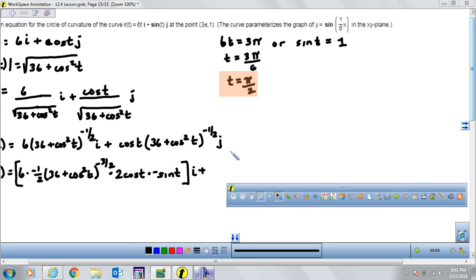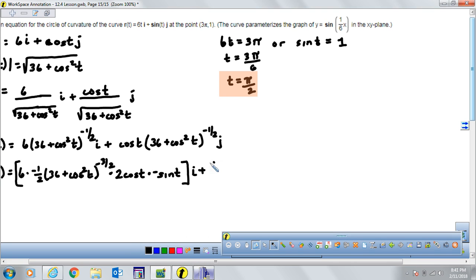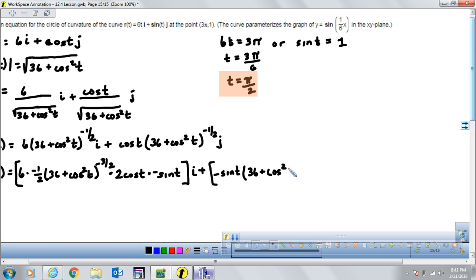Plus. Now, for the j component, we're going to do the same. We're going to apply the product rule. The derivative of the first times the second. So the derivative of cosine would be negative sine of t times the second, which is 36 plus cosine square of t raised to the negative 1/2. But then plus the derivative of the second times the first. So it will be plus cosine of t times the derivative of this guy.